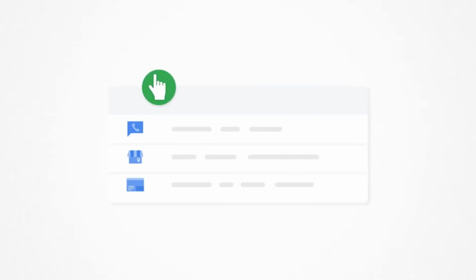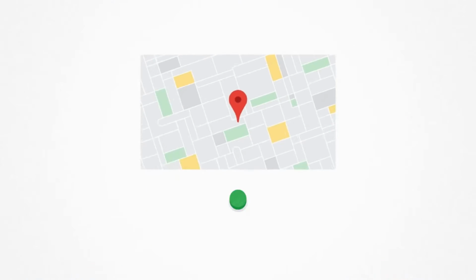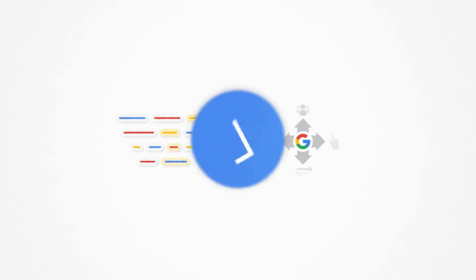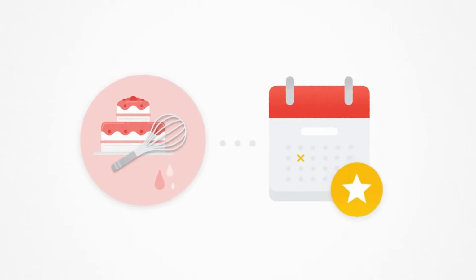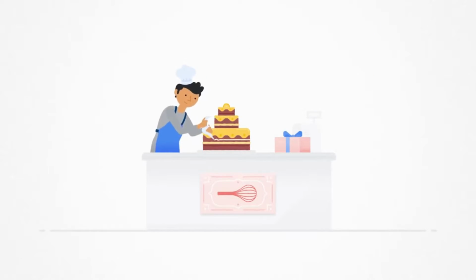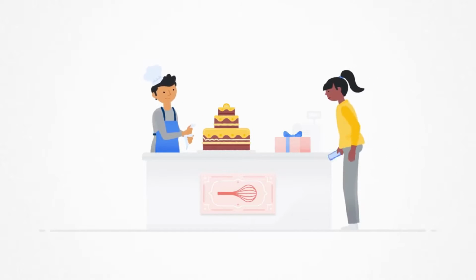To get started with Google's smart campaigns, select your business goal, where you want to advertise, and launch. Keywords, complex bidding strategies, Google's smart campaigns take care of all that. Say you're a bakery, and there's a holiday coming up. While you're busy icing, Google's smart campaigns will serve your ad to people searching for cakes just at the right moment.